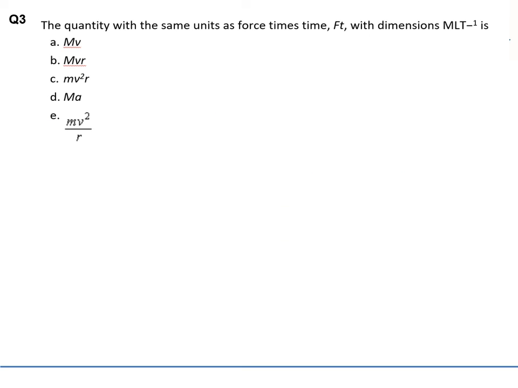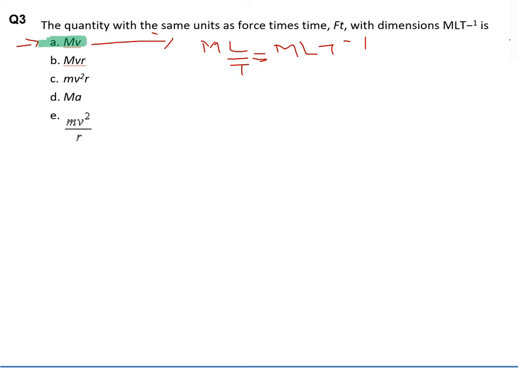Okay, and the next question is, which quantity has the same units as force times time, with the dimension MLT⁻¹? Now let us check this A part. A part is mv. mv means mass into velocity. So you take capital M for mass, and velocity is L over t. So you get MLT⁻¹. Oh, that is the answer. So this is your answer.